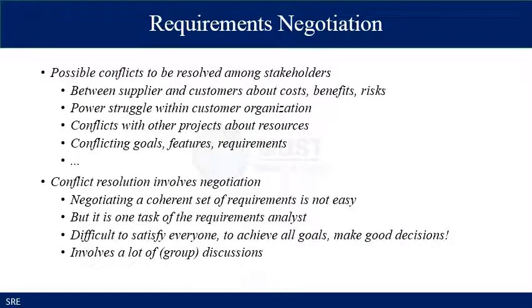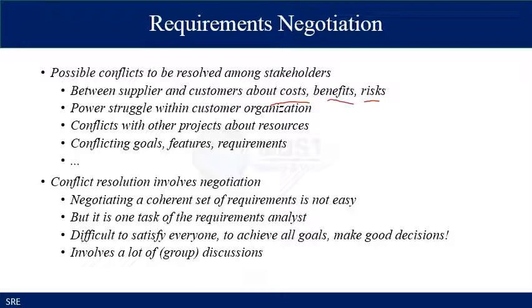So there can be different kinds of conflicts between the stakeholders. For example, conflicts can exist between the suppliers and the customers about costs, benefits, and the risk of the requirements. It can be a power struggle within the customer organizations or conflicts with the other projects about the resources. It can be conflicts about the goals, features, and the requirements of the product. Conflict resolution involves negotiation techniques as a primary tool.